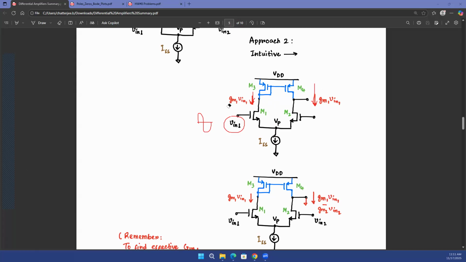Now, if there is a current flowing on the left side transistor M3, and that current is GM1 times V1, why am I saying that this is GM1 times V1? Because my input applied voltage is V1, and the transistor has a transconductance of GM1. So it will force an AC current GM1 times V1 on the left side branch, and that AC current will be flowing through this M3 transistor. Because M3 and M4 are mirror connected, the same current will flow through M4 as well. So GM1 times V1 will also flow through M4. All right.